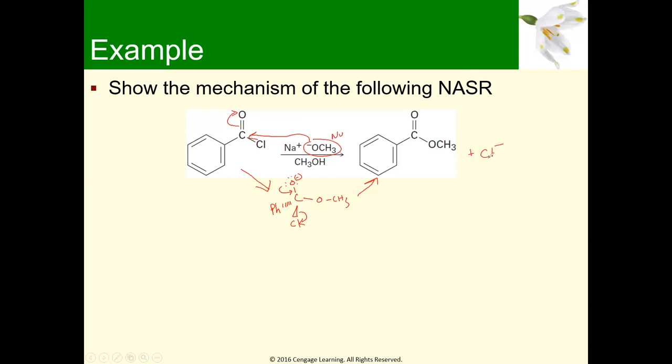product here. Okay. And so also remember that I've got this sodium ion. So it's like I've got sodium chloride as kind of a byproduct. Table salt is kind of a byproduct. But that's the mechanism. So you get a tetrahedral intermediate, but it doesn't stay that way.